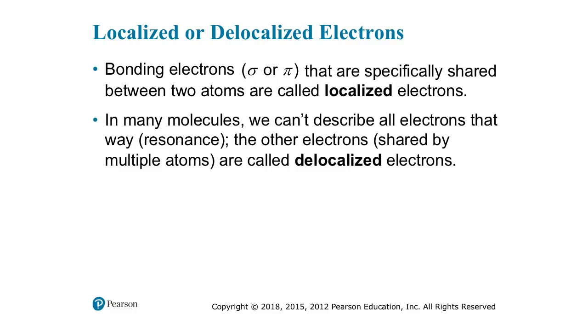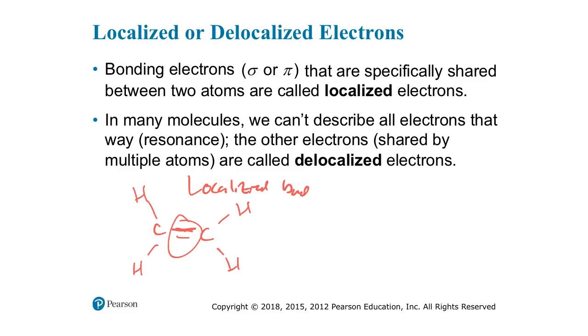So, localized versus delocalized electrons. A localized bond is like that in acetylene or ethylene, where ethylene has this double bond here. This is a localized bond, meaning that the double bond is located exactly between those 2 carbon atoms.